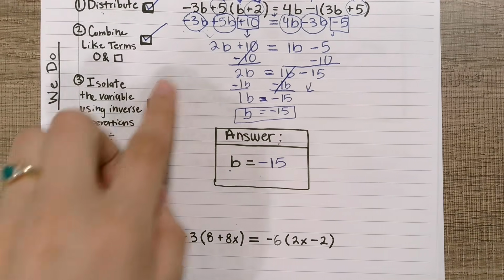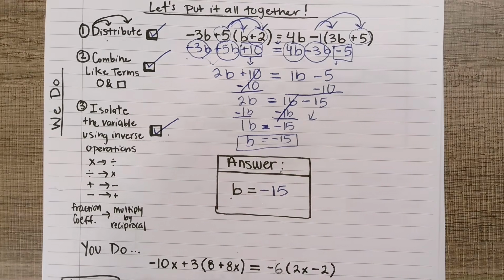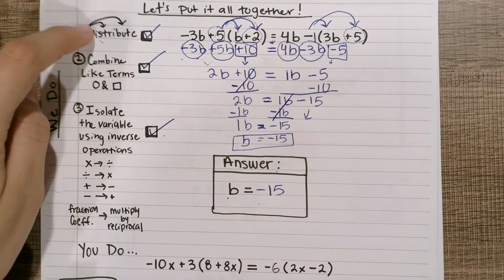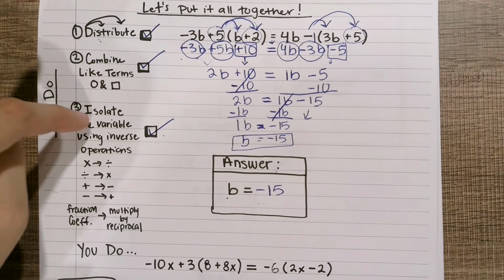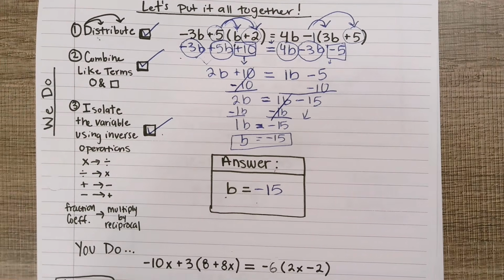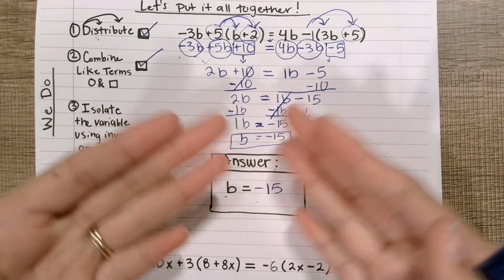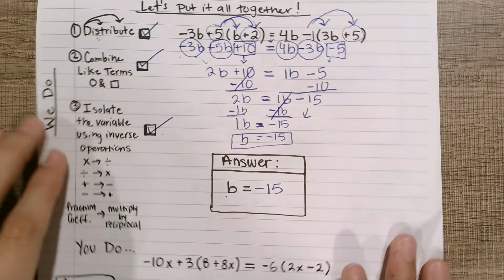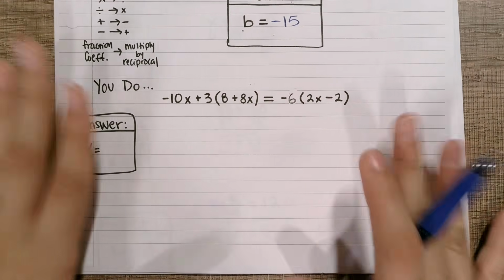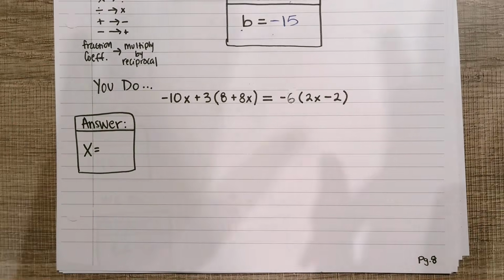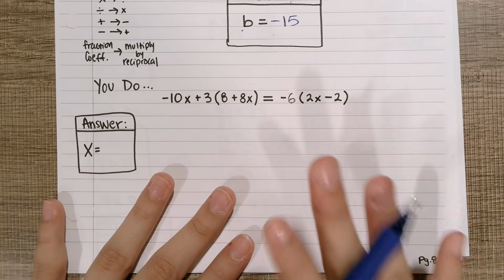Anytime you confront a problem like this, it looks like a huge equation where you need to solve for a variable, just follow these steps. Distribute, combine like terms using your circle and box, isolate the variable using inverse operations. So pause the video, replay it if you need to see this again, but if not, go ahead and work on the you do. Give it your all, try your best, go step by step, and then I will show you the answer. So go ahead and pause to try it.